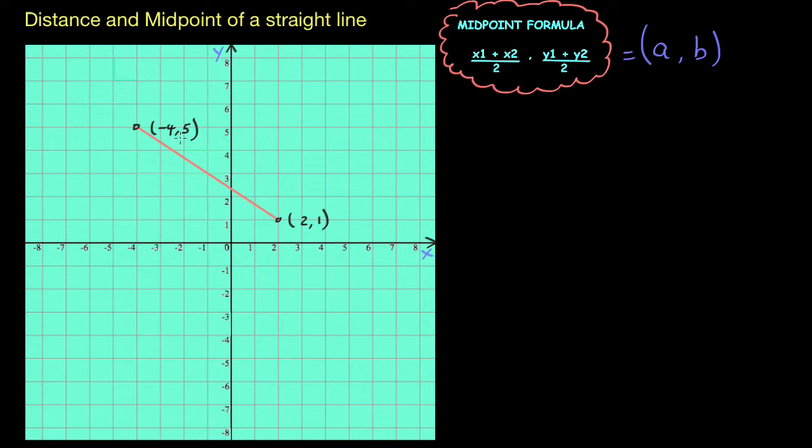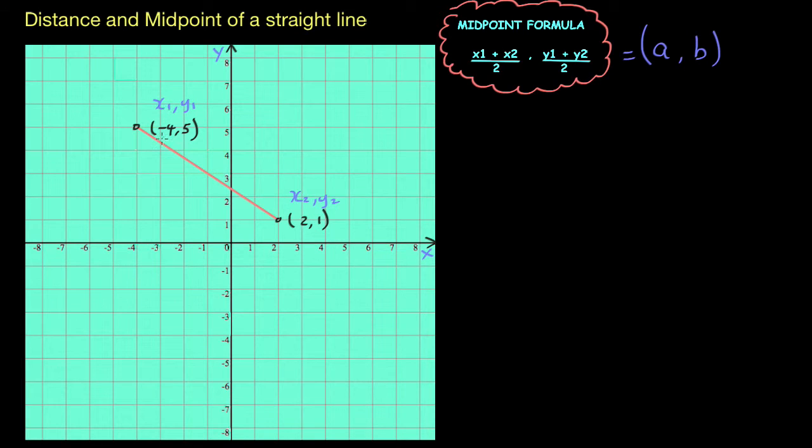Now the way we start is we need to name both coordinates as x1, y1. So I'll just start at the top left here, x1, y1, and down here I can call this one x2, y2. Now it doesn't matter which ones you call x1, y1 and x2, y2, you'll still get the same answer.